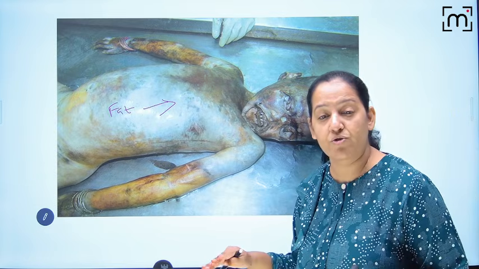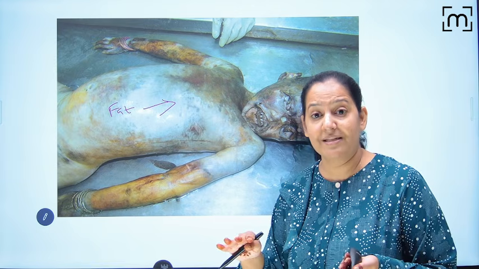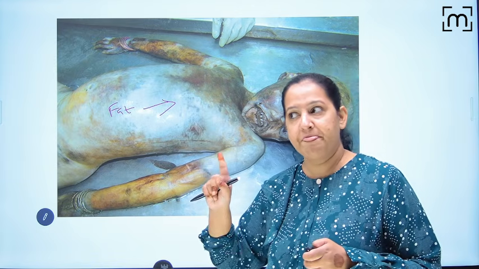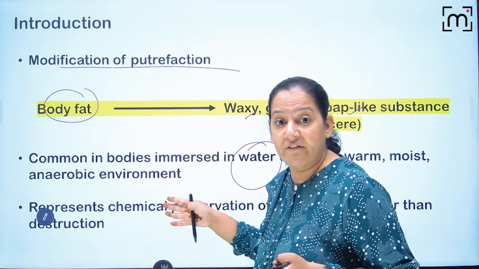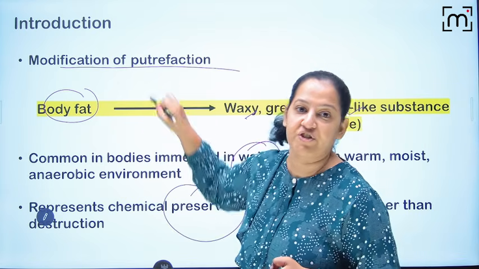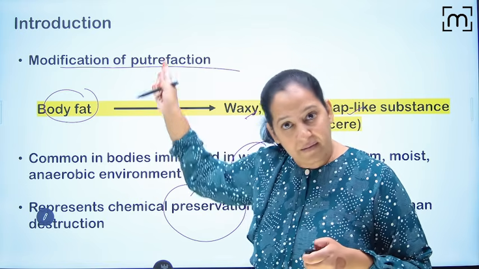So here fat is not destroyed, rather it is preserved. It is saponification of the fat. In putrefaction, the fat is destroyed by the bacteria. Here the fat is not destroyed, the fat is preserved. That's why I'm saying it's a modification of putrefaction. So you have to learn this definition.